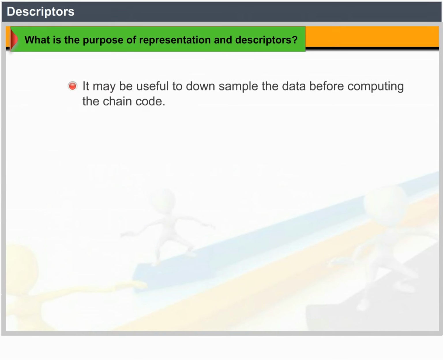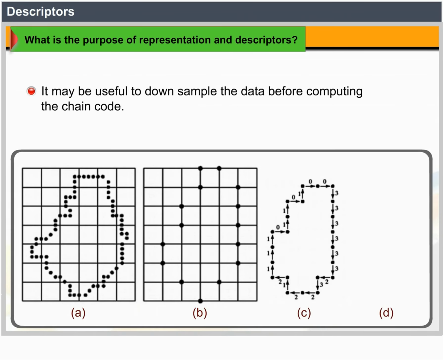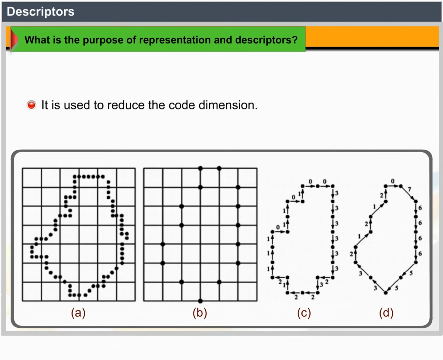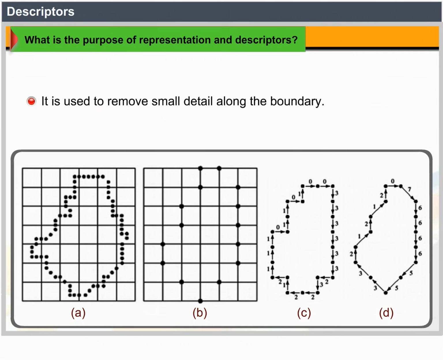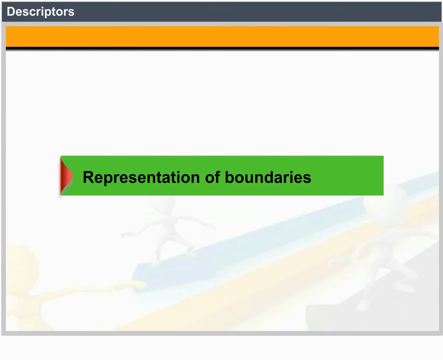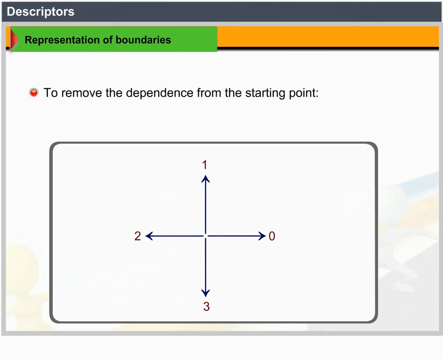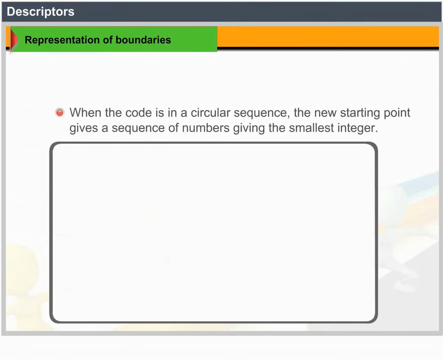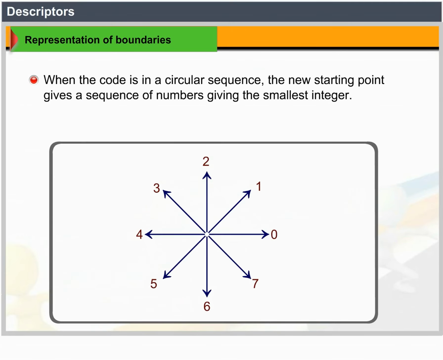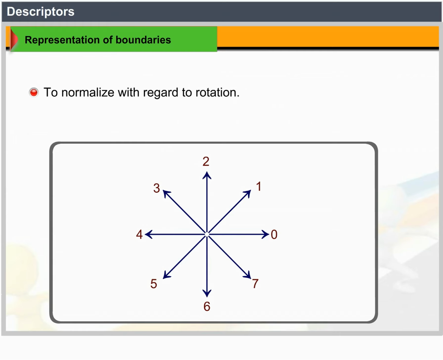It may be useful to downsample the data before computing the chain code. It is used to reduce the code dimension and to remove small details along the boundary. Representation of boundaries: to remove the dependence on the starting point, the code is a circular sequence. The new starting point is the one which gives the sequence of numbers forming the smallest integer, to normalize with respect to rotation.